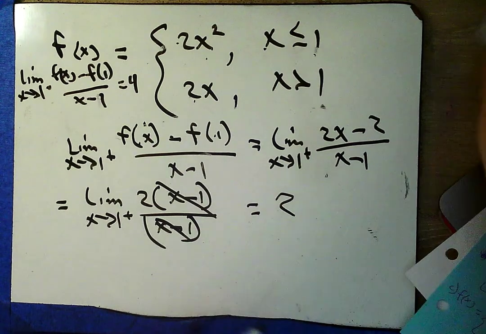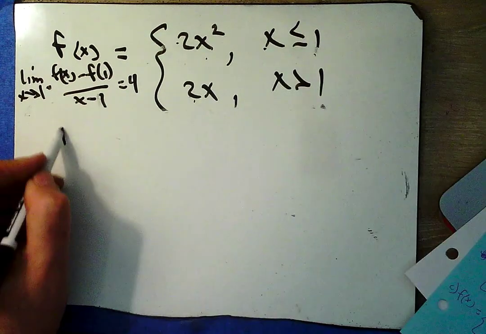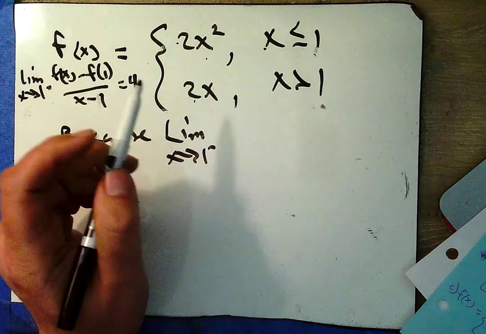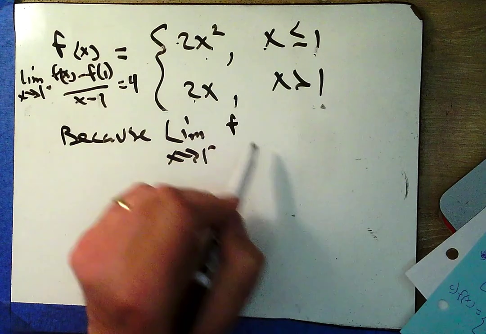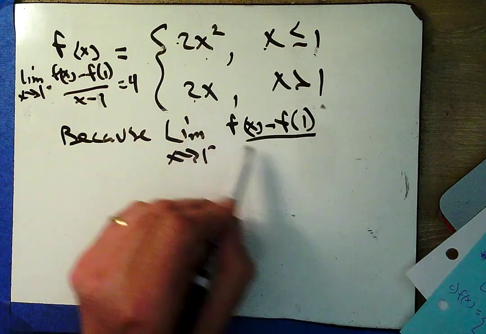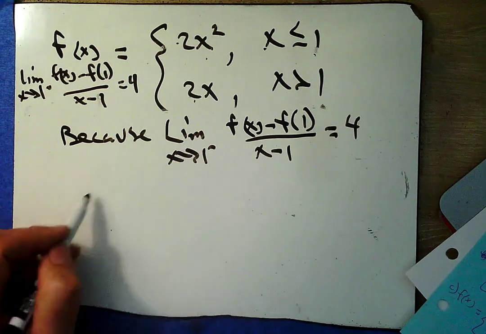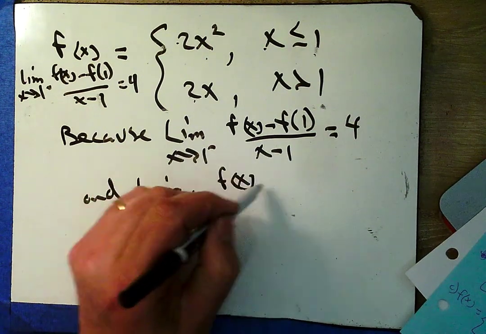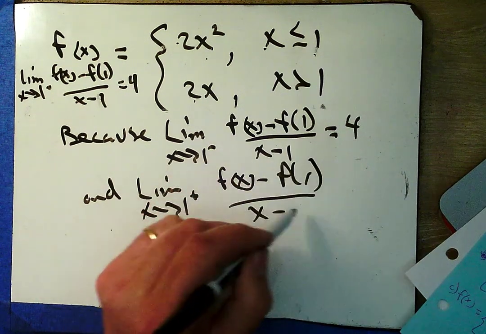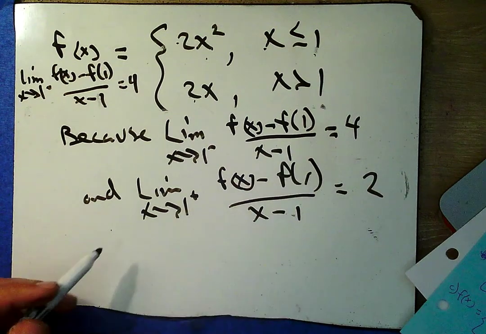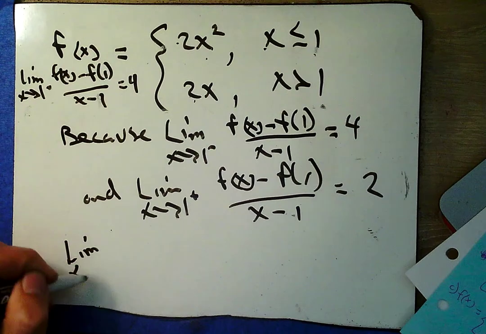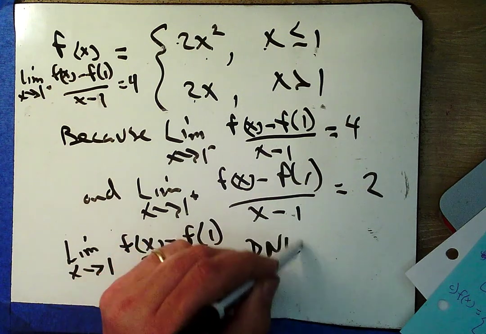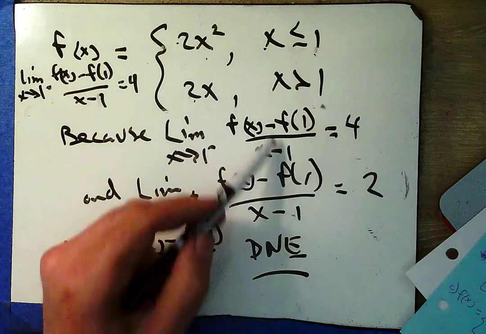So what I've learned is that because the limit as x approaches 1 from the negative side of f of x minus f of 1 over x minus 1 equals 4, and the limit as x approaches 1 from the positive side of f of x minus f of 1 over x minus 1 is 2, because these limits are not equal to each other, the limit as x approaches 1 of f of x minus f of 1 over x minus 1 does not exist. Okay? Because the limits of the slopes were not the same.